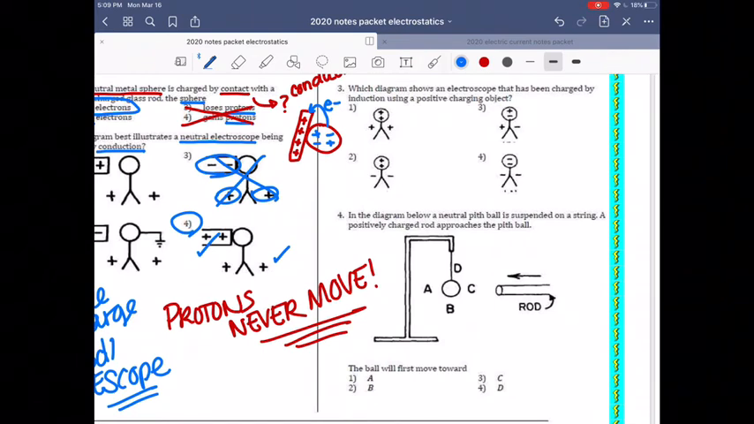Number 3 says, which diagram shows an electroscope that has been charged by induction using a positive charging object? So induction is when we bring the rod near to, but not touching the electroscope. So some of these pictures are kind of cryptic, but we're going to think about what happens during induction. Okay, so if I have a positive rod near to this, that would cause the electrons in the electroscope to move up to the top, leaving positive on the bottom. Okay, so which one is showing positives on the bottom, negatives on the top?